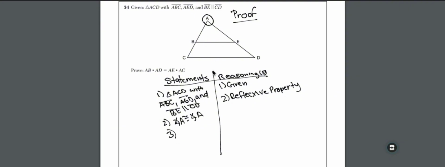It tells me that BE is parallel to CD. So when I have two parallel lines, they create a transversal. And when they create this transversal, they create corresponding angles. So if I extend my line and I get my transversal, angle ABE and angle ACD are corresponding angles. So angle ABE is congruent to angle ACD, but I also get another pair of corresponding angles, AEB and ADC. So you can also mention that as well.